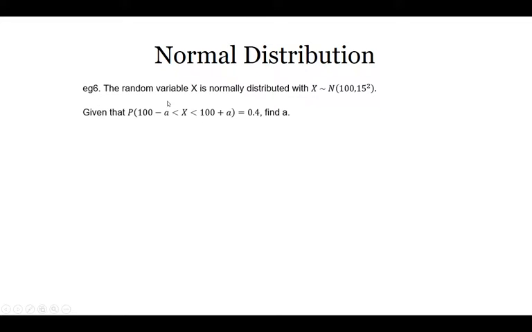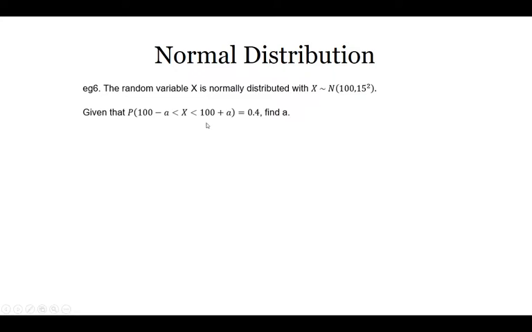Example 6. The random variable x is normally distributed with mean of 100 and a variance of 15 squared, so therefore a standard deviation of 15. Given that the probability of x lying between 100 minus a and 100 plus a is 0.4, find the value of a. Now this question isn't immediately obvious what we can do.